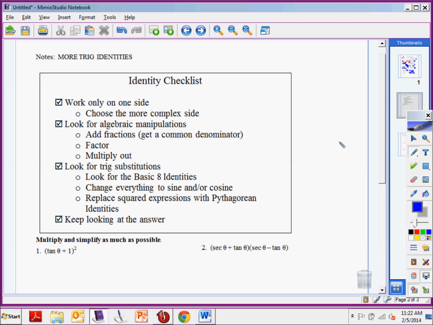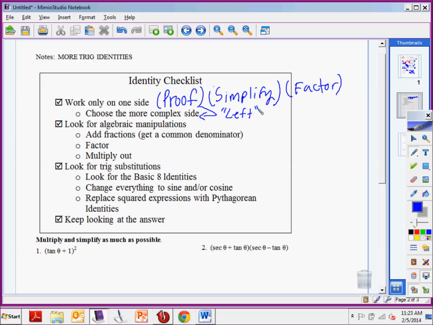First thing you should look and see is what is it asking? Does it want you to prove? Does it want you to simplify? Or does it want you to factor? Okay, you got to look and see what the problem's wanting you to do. If it's wanting you to do a proof, then you're going to choose the more complex side, which is typically your left. If it's simplify or factor, then you're going to go on to the next steps.